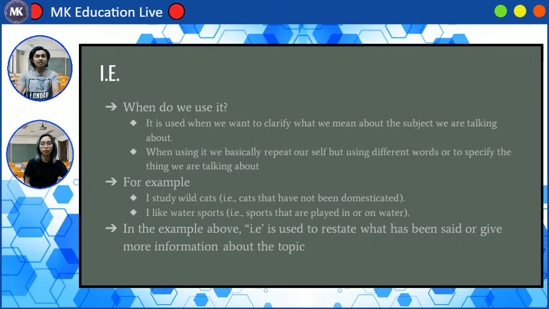So in this example above, i.e. is used to restate or reword what has been said or give more information about the topic. An example of giving more information is the second example: I like water sports, i.e., sports that are played in or on water. Okay, so in this case, it's used to give a definition, or to further clarify to help your reader understand what you are talking about.